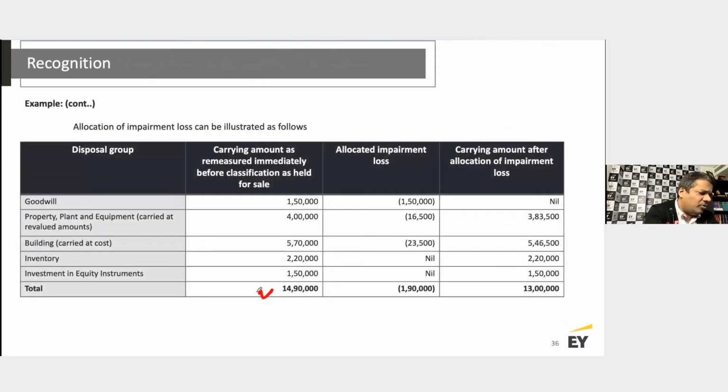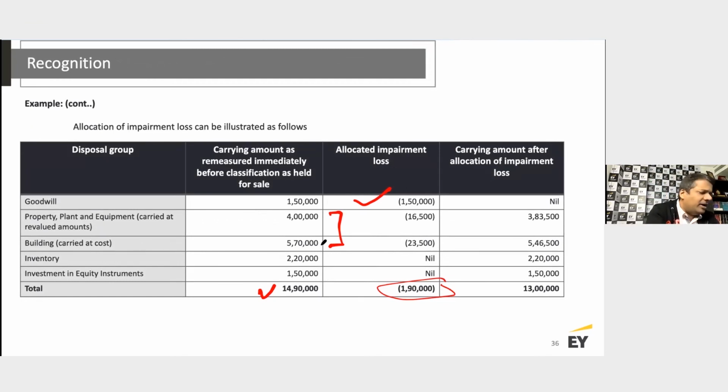So first we've got this 14 lakh 90,000. Now I have another 1 lakh 90,000 which I need to allocate. So this goodwill I'm going to first write off completely. Assuming I still have some more to allocate, which is 40,000, this 40,000 is essentially going to get allocated among these two assets, which are property, plant and equipment and building, in proportion of their carrying amount.